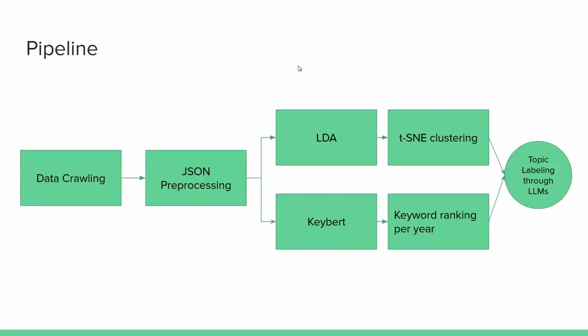As for the pipeline, we start off with building a JSON dataset through data crawling, which resulted in us obtaining over 200,000 total documents. We then pre-processed the dataset with pandas by dropping documents with no abstract or title, leaving us with only 17,000 papers that range from 2017 to 2025. We then filter the data by year before running each through the two different models, LDA and KeyBERT.